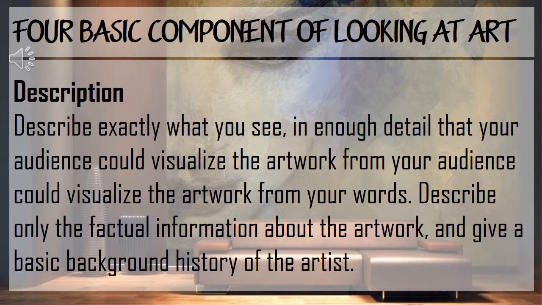Feldman suggested guidelines containing four basic components or stages of looking at art. These include, first, description. Describe exactly what you see in enough detail that your audience could visualize the artwork from your words. Describe only factual information about the artwork and give a basic background history of the artist. Include the title, art materials, artist, date, and location of the painting, drawing, sculpture, etc. Do not use judgments or opinions.